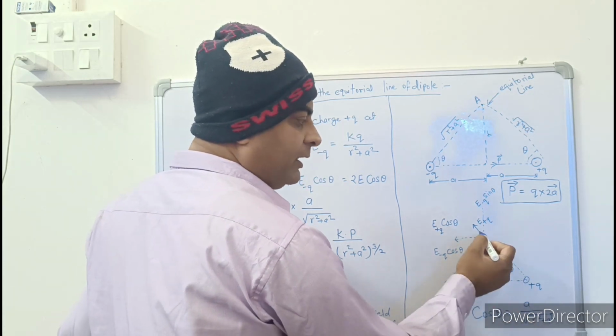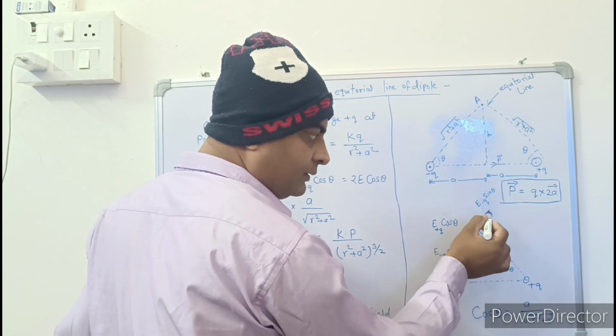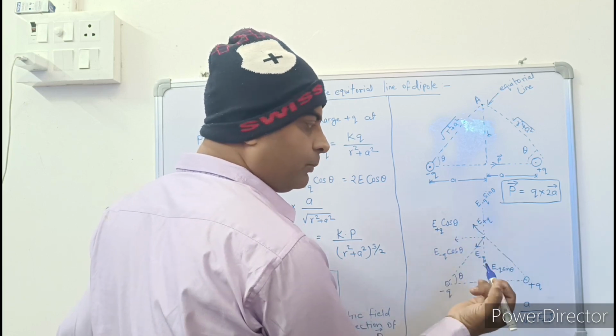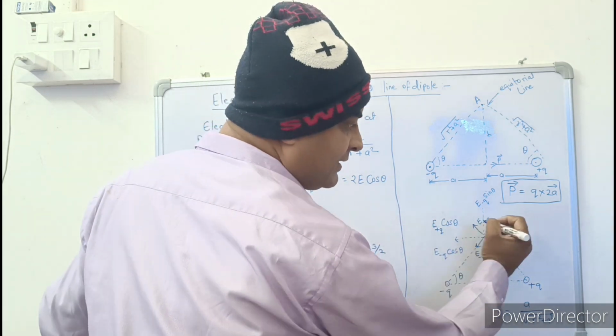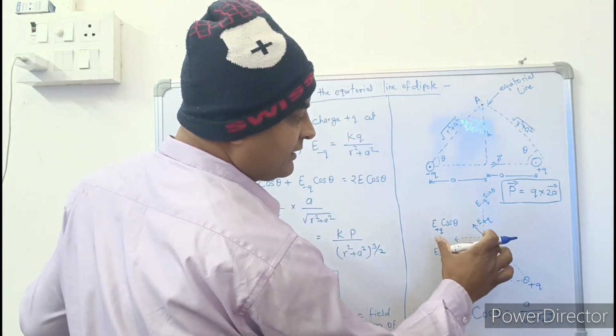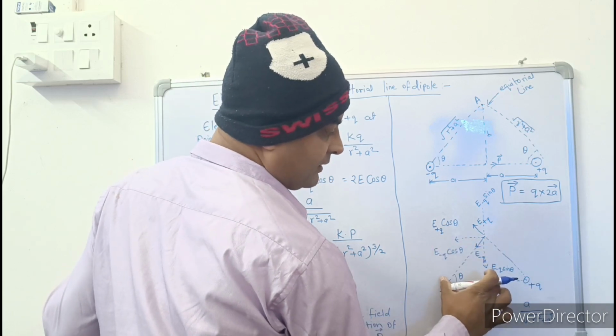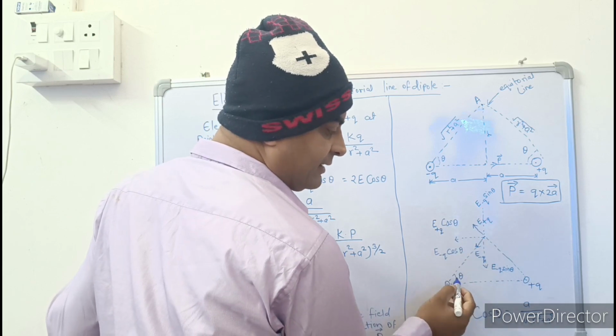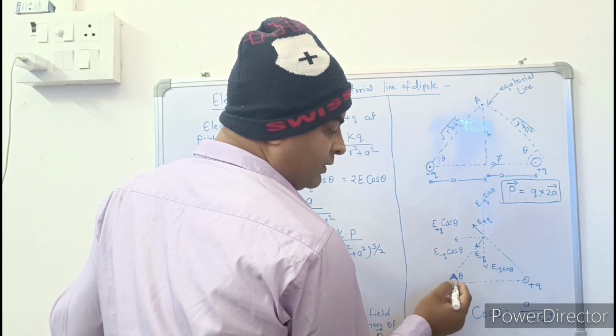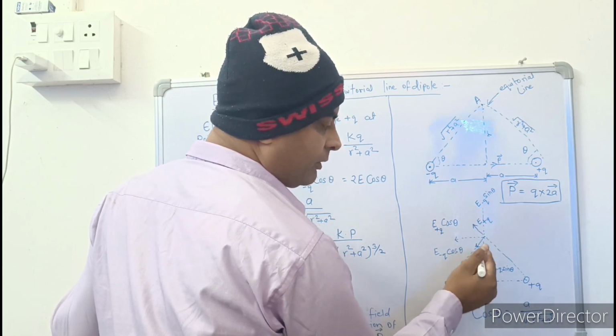Likewise, if we break this electric field into two components, sine and cosine, this is the sine component. This is your angle, and this is your right angle triangle, and this is theta. Then what will happen?